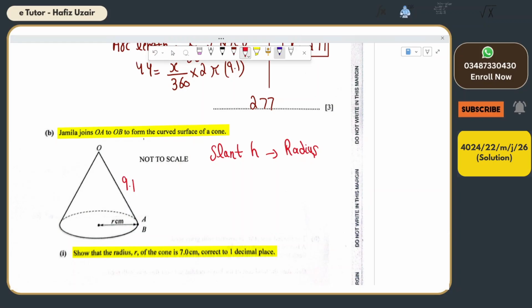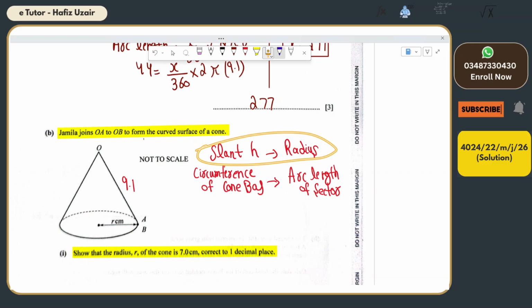Now second thing, circumference of cone base is equal to arc length of sector. Arc length of sector. All right, so you can easily check that if you have a sector and you try to join the radius, it forms a cone, and the slant height becomes the radius, or the radius becomes the slant height. Circumference of the cone base is equal to arc length of sector.